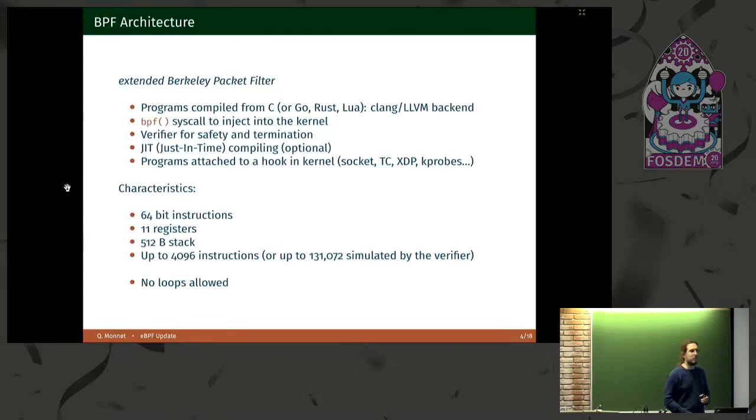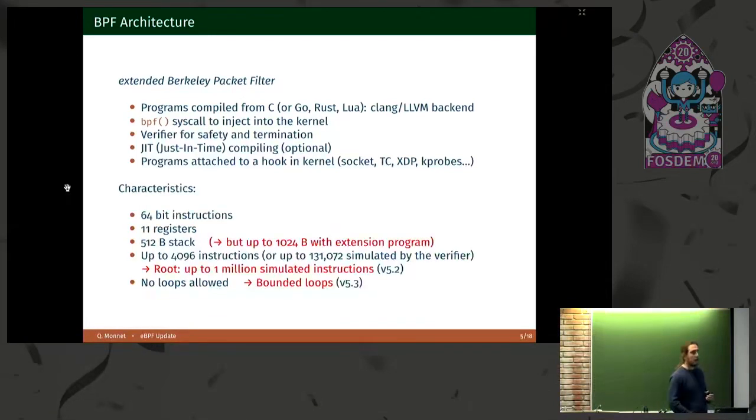So the characteristics of such programs: they are using 64-bit long instructions. They are using 11 registers, including one for the stack, which is 512 bytes. You can have about 4,000 instructions in a program, and you don't have loops. Well, that was true at least at the beginning. So we have had a few changes of that recently. So the stack is still 512 bytes, but you do have a mechanism that can allow you to use more indirectly. I'll come back to that later.